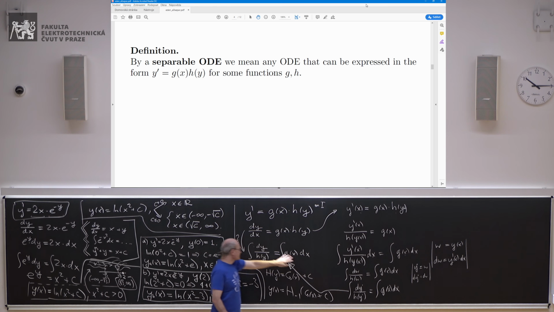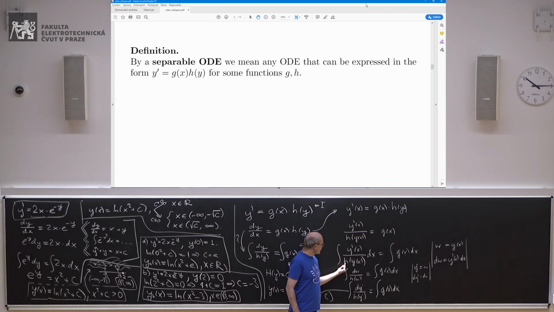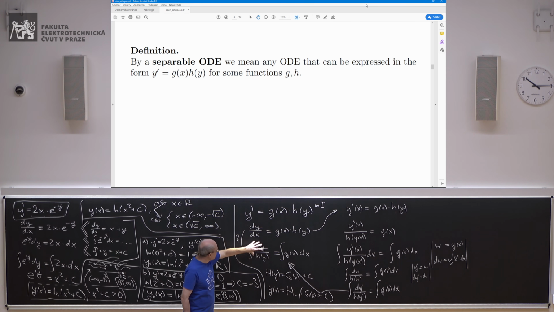Another assumption is, well, actually, is there any? Well, important assumption, we should be able to divide by hy. We will talk about it later. Another assumption is that we know the antiderivatives and that we can find inverse function to capital H. Now we are ready. Let's see a theorem.